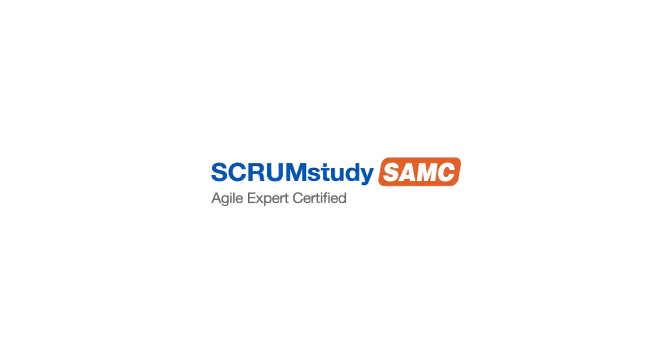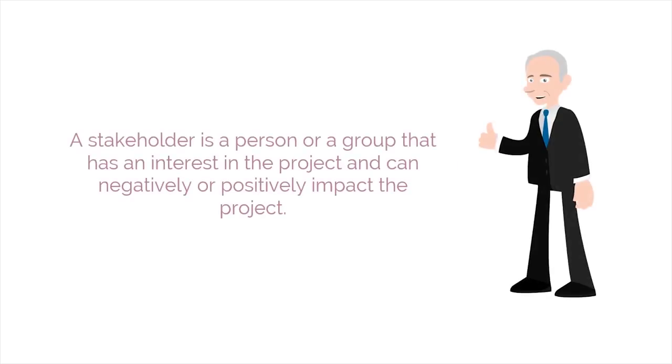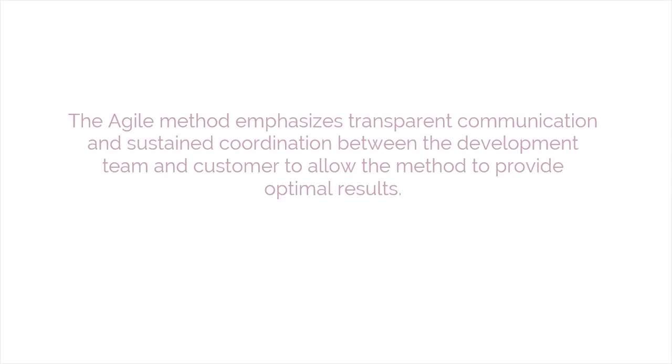Hello and welcome. In this video, we will delve into the second domain of Agile practices, stakeholder engagement. A stakeholder is a person or a group that has an interest in the project and can negatively or positively impact the project. The Agile method emphasizes transparent communication and sustained coordination between the development team and customer to allow the method to provide optimal results.